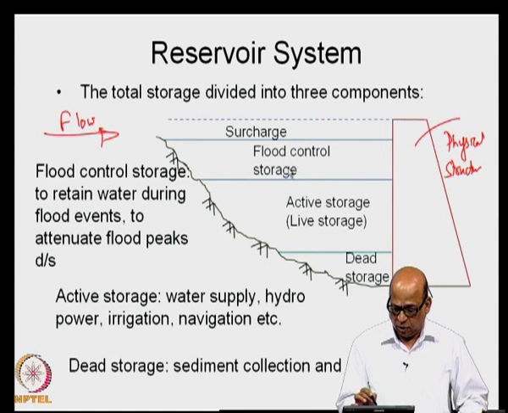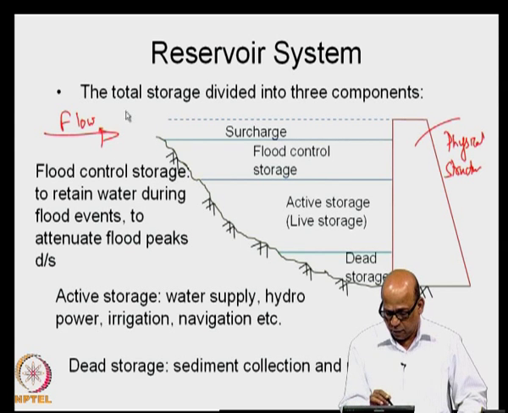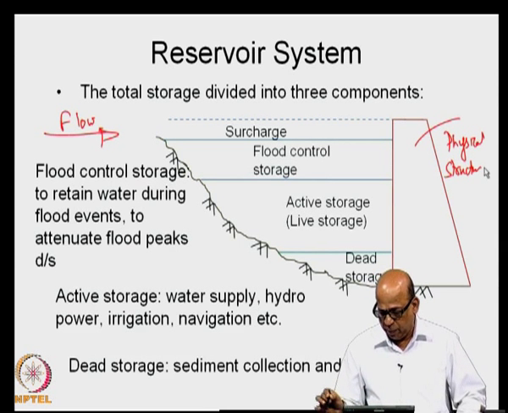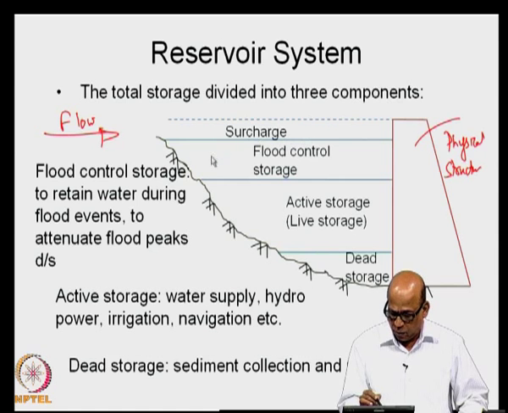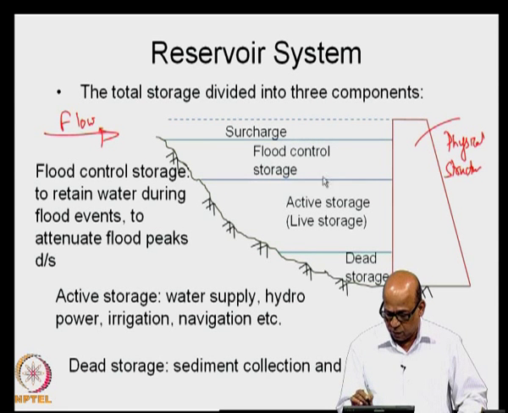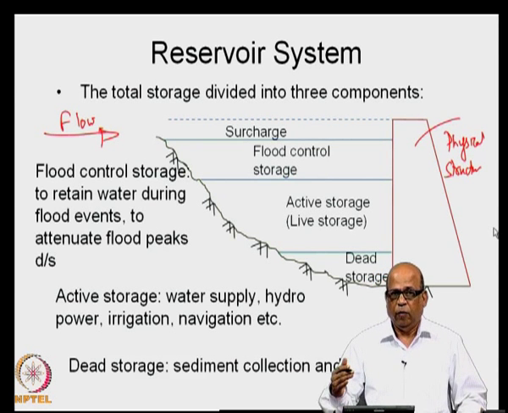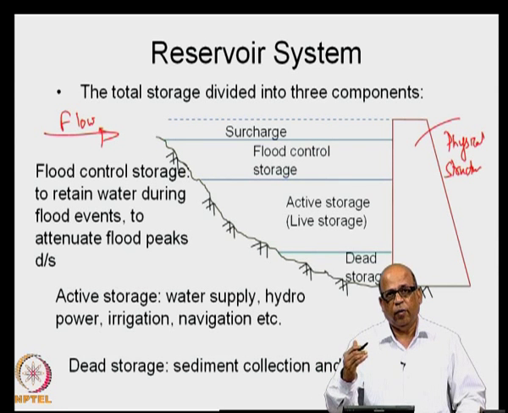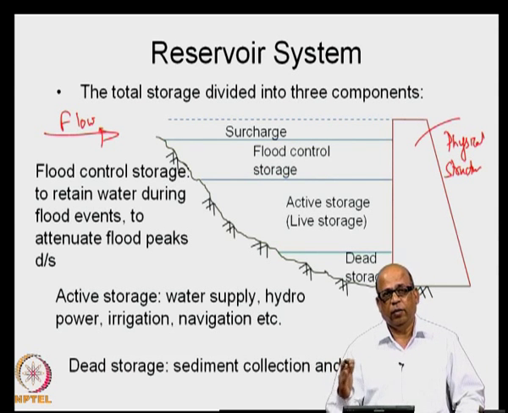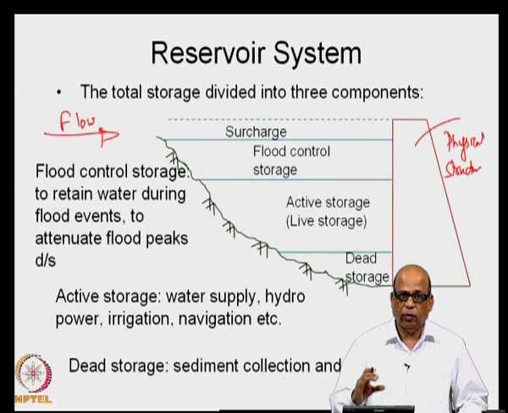In the absence of flood control storage, what would have happened? You may be at the top of the reservoir, and then if the flood wave comes, the entire flood wave will be passed downstream. But by absorbing the flood waters into this flood control storage, you have actually attenuated the flood. What would have happened downstream of this reservoir because of that flood? You have reduced that effect, attenuated the flood peaks that would have occurred downstream. So, this is the purpose of the flood control storage.